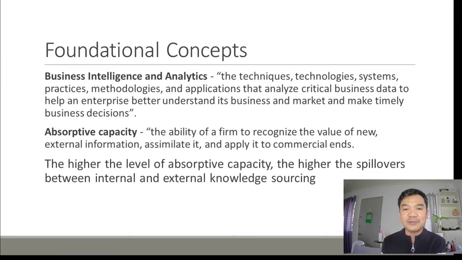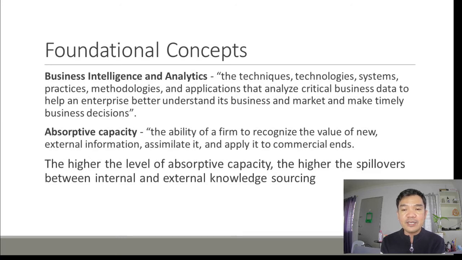It doesn't adapt three, I think, but here, if we can check, one is to recognize the value of new external information. Second is the process of assimilation, and third is applying it into commercial ends. We will discuss this later, how the paper has been organized in the perspective of absorptive capacity.